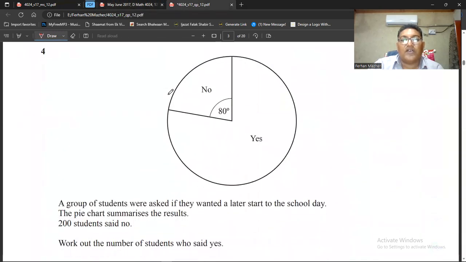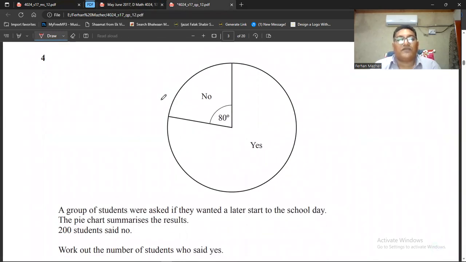Okay, so now we are going to the next question. The next question is question number 4. It says a group of students were asked if they wanted a later start to the school day. The pie chart summarizes the results.